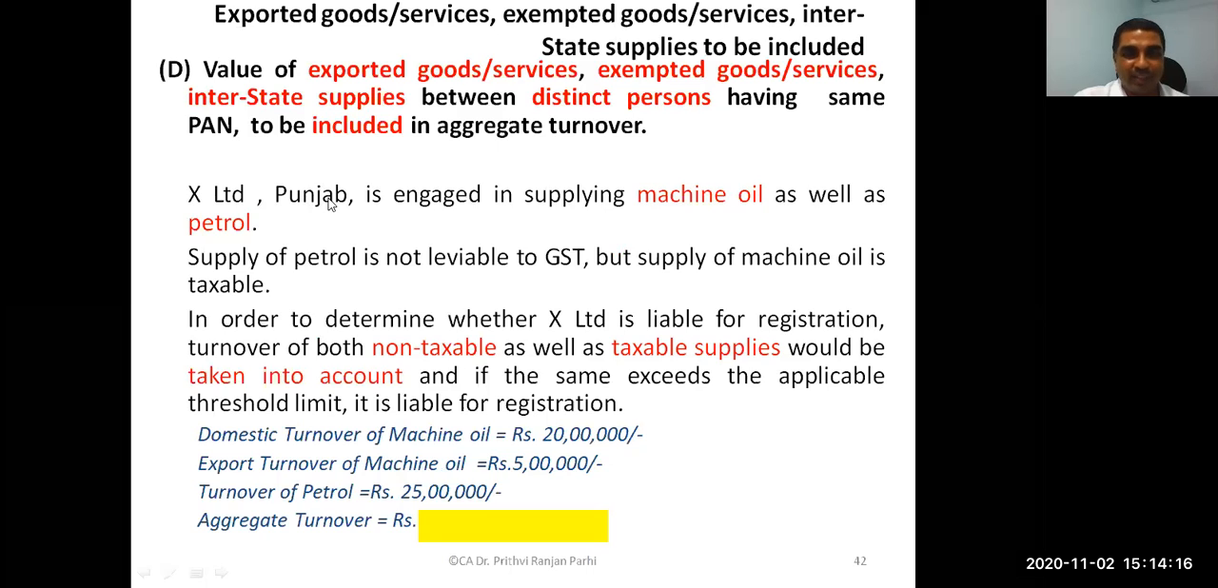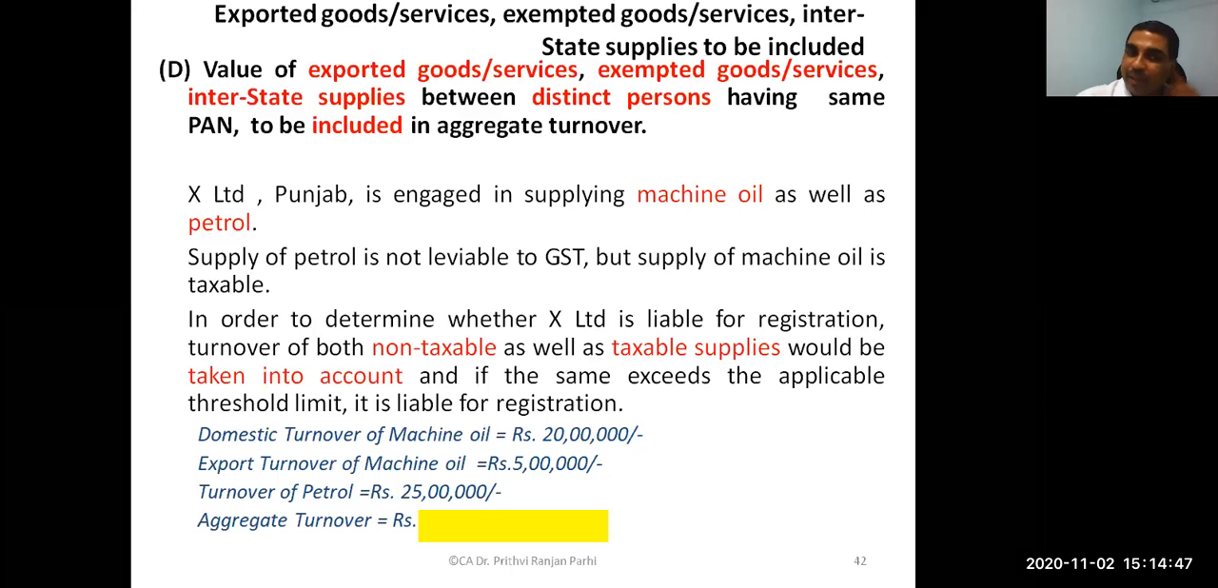X Limited is in Punjab, and is engaged in supplying machine oil as well as petrol. You know, as of now, petrol is exempted from GST. Maybe at a future date it will be included. Supply of petrol is not liable to GST, but supply of machine oil is taxable. Now, in order to determine whether X Limited is liable for registration, the turnover of both taxable as well as non-taxable supplies should be included.